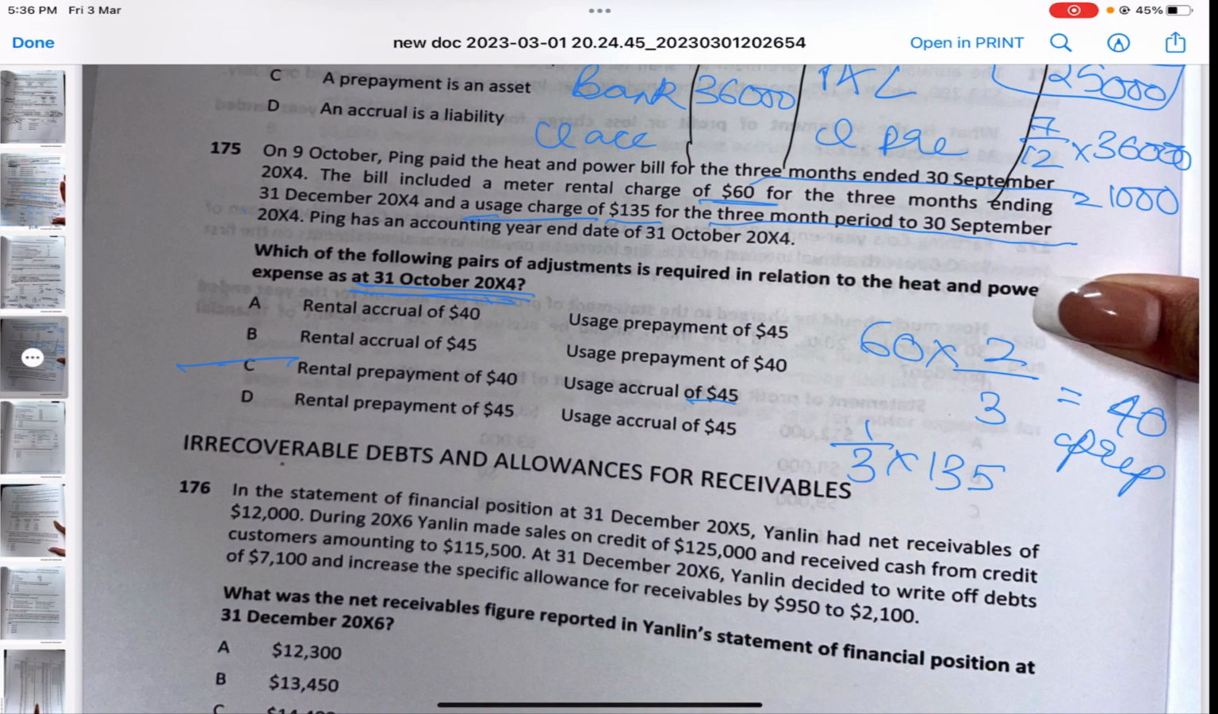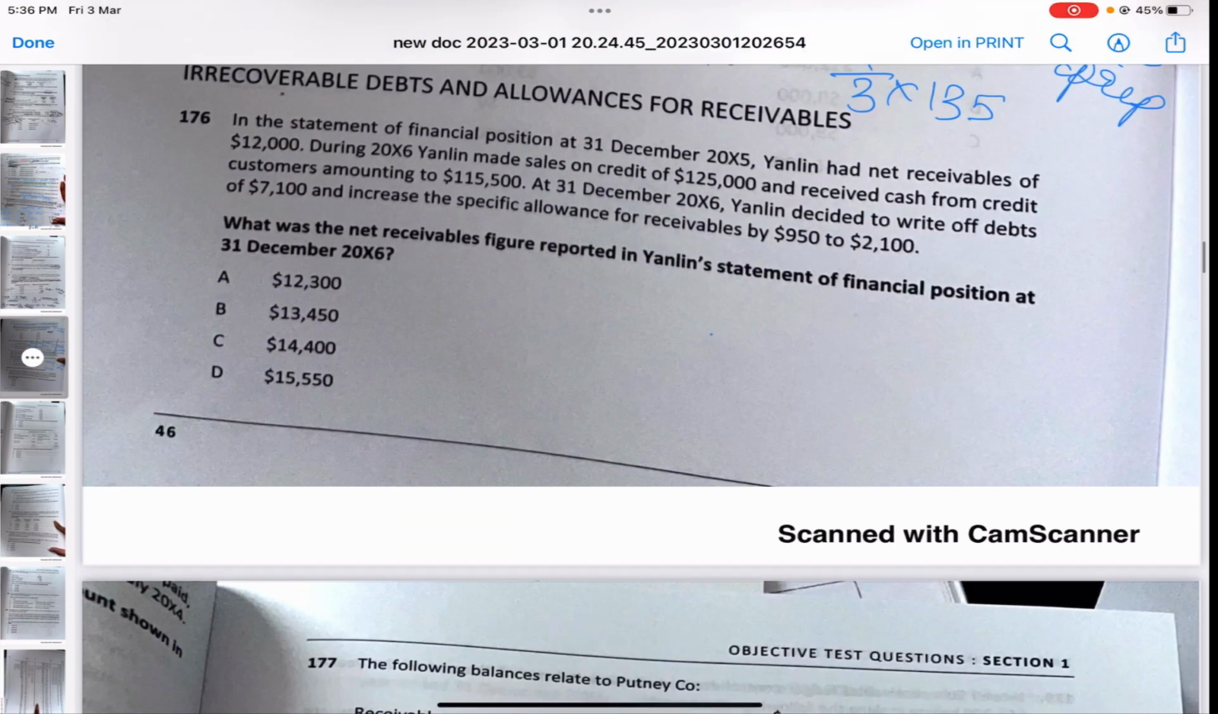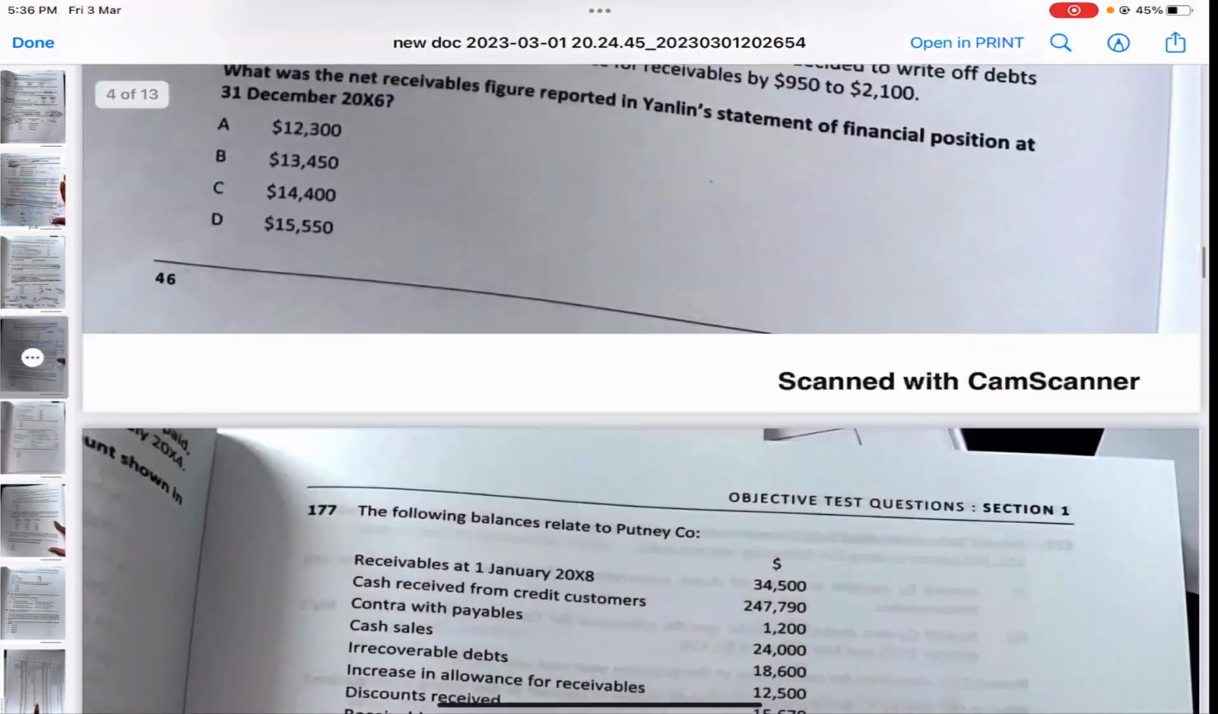So that is it with this chapter. In the next video, we will be solving the rest of the exam kit questions of the next chapter.